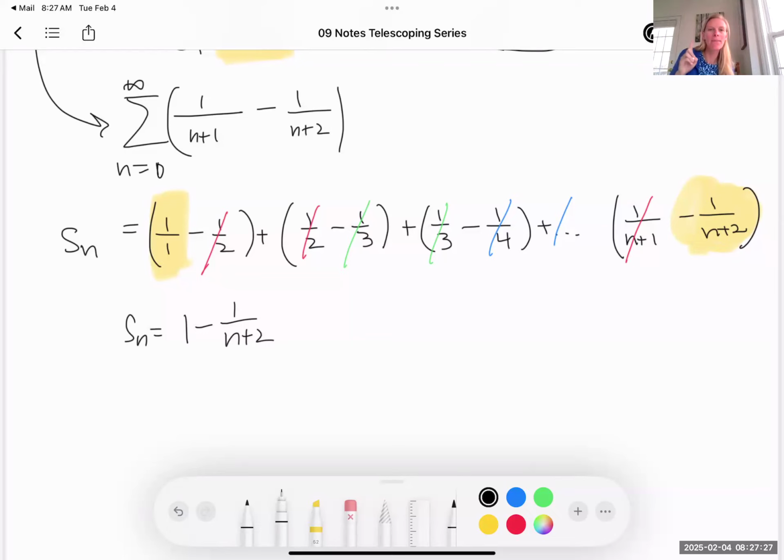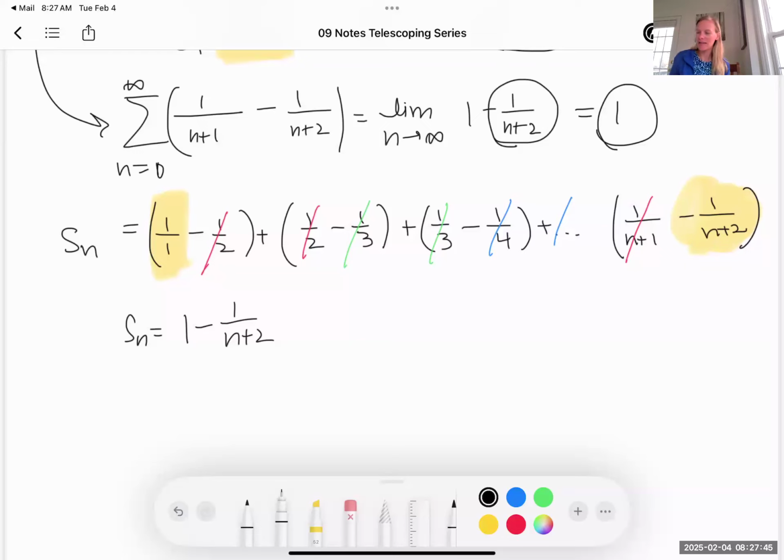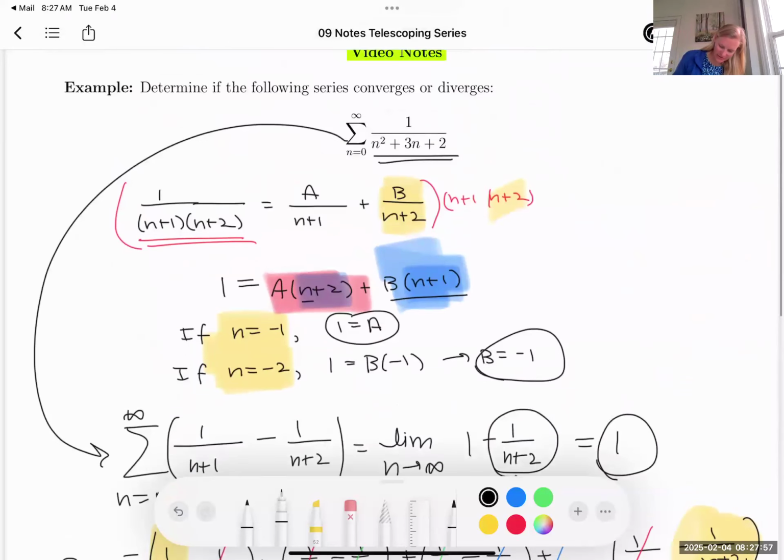And so remember, the sum of the series is just the limit of the partial sums. This is not a test for divergence. This is just a limit of partial sums. Since this last piece goes to 0, this whole thing will be 1. And so what this is telling us is that the limit of our partial sums is 1, which means that the sum of our series is also 1. So that original series converges to 1.